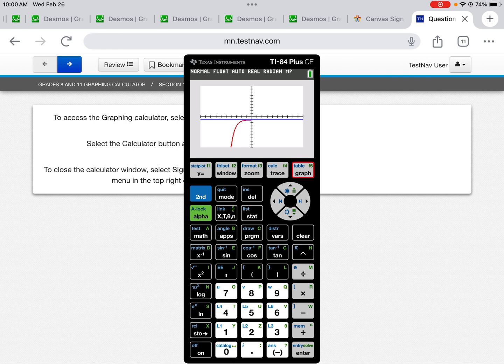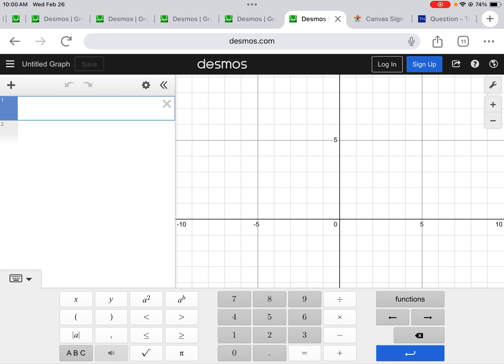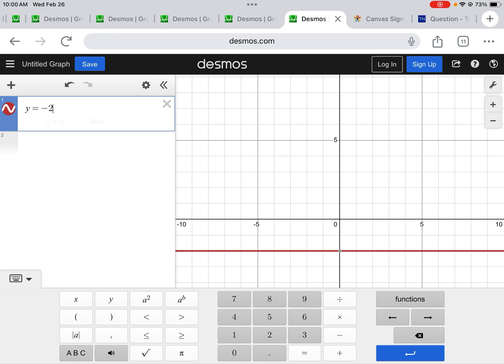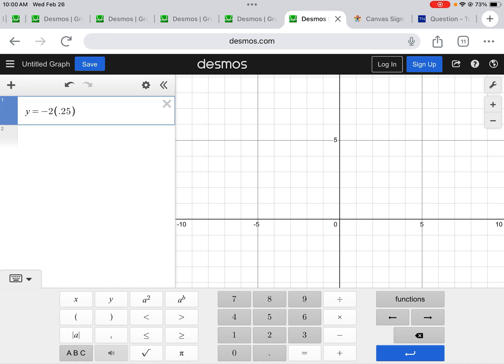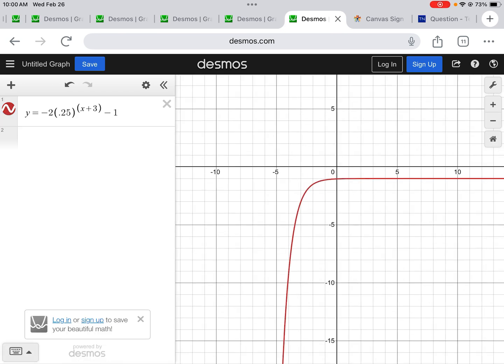And you can obviously put them in Desmos. So if you put them in Desmos, you would go y equals negative 2, parentheses 1/4, close it. Here's what's interesting when you put it in Desmos. When you raise the power, you need to open a parenthesis and put in the x plus 3. If you don't put it in parentheses, it'll drop it down. And then go minus 1. And so there's the graph we just had in the last problem.